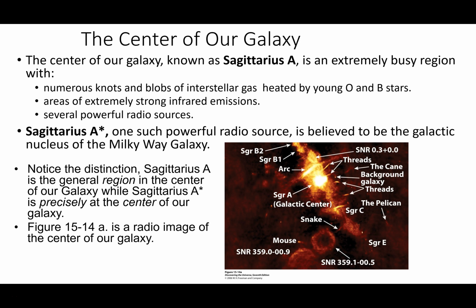The supermassive black hole in our galaxy is a region called Sagittarius A star. So it's A star with a little asterisk here.